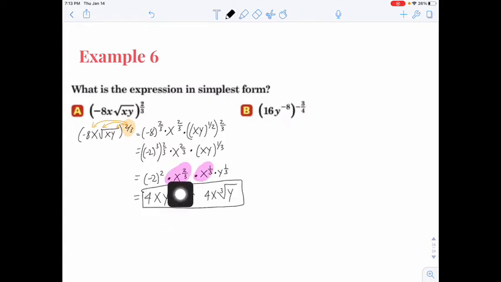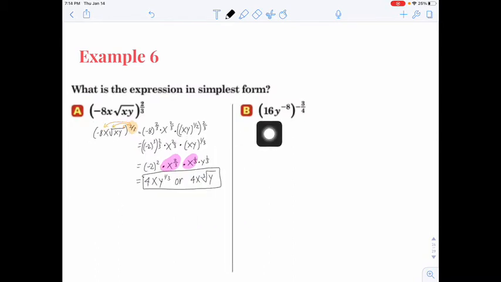x to the 2/3 times x to the 1/3. We can combine these two pieces by adding the exponents. We have the same base being multiplied. Add the exponents, 2/3 plus 1/3 gives us 1, so that's just x. And then we still have our y to the 1/3. So our final answer could be 4x times y to the 1/3 power, or we can rewrite it in radical form, 4x times the cube root of y. So instead of y to the 1/3 in exponential form, we can rewrite it in radical form.